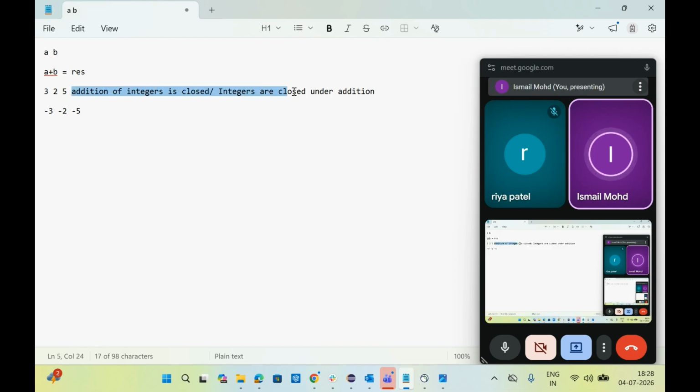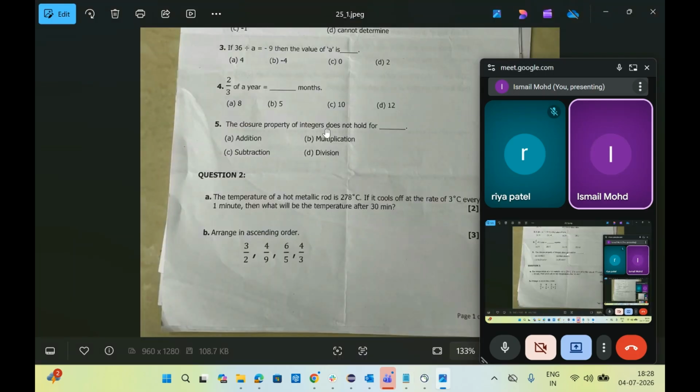Why do I say this? Because if I take two integers and do an addition operation on these two, I get a result which is also an integer. So integers are closed under addition. He is not telling which are closed, he is asking which are not closed.